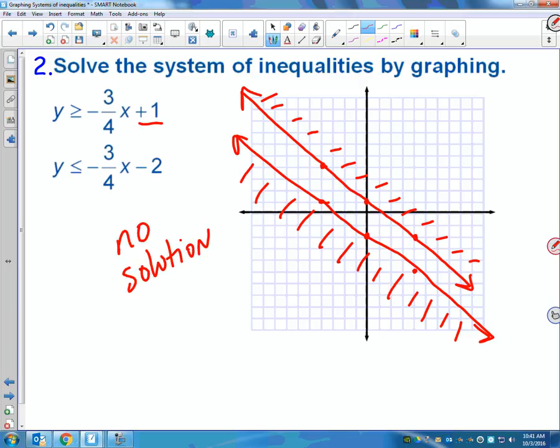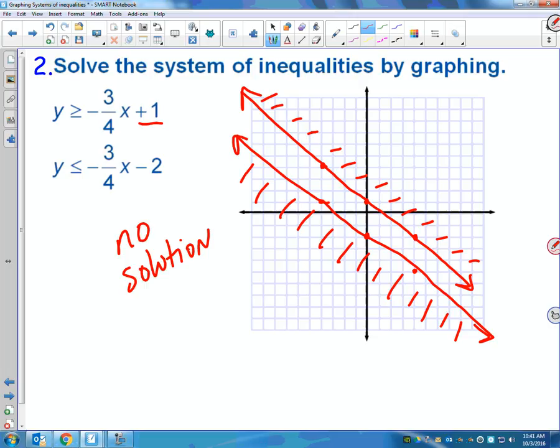Unless the graph looks cool. Now definitely there could have been a solution here if we just changed some of these signs. So don't assume that parallel lines are always going to have an answer of no solution, because if we would have just switched these two signs, it would have been everything in the middle. Or if the bottom one was also greater than, it would have just been everything above that line. So this is an example of no solution, but some parallel lines will have a solution. So make sure you actually check the shading there.